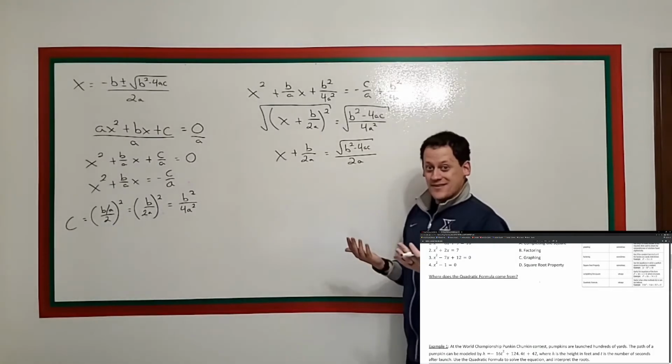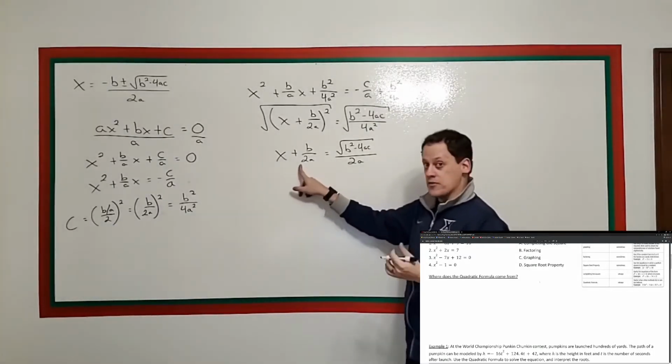Only one more step left. Subtract b over 2a from both sides.